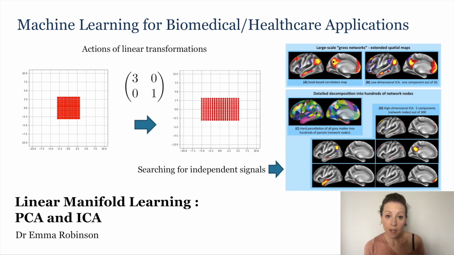Welcome to week 5 on linear manifold learning. In this week we'll be discussing principal component analysis or PCA and independent component analysis or ICA. These are two techniques very broadly used across machine learning and data science domains.